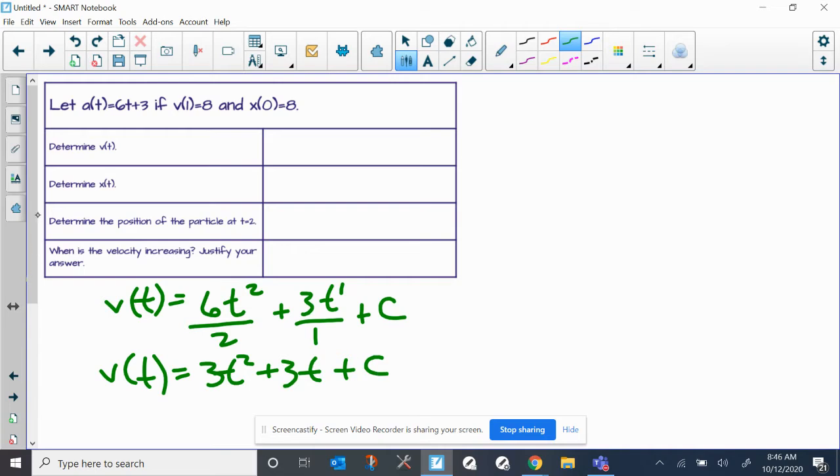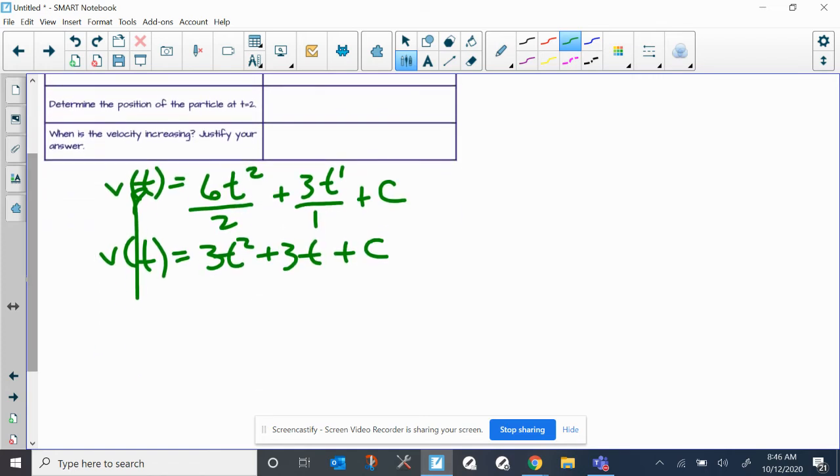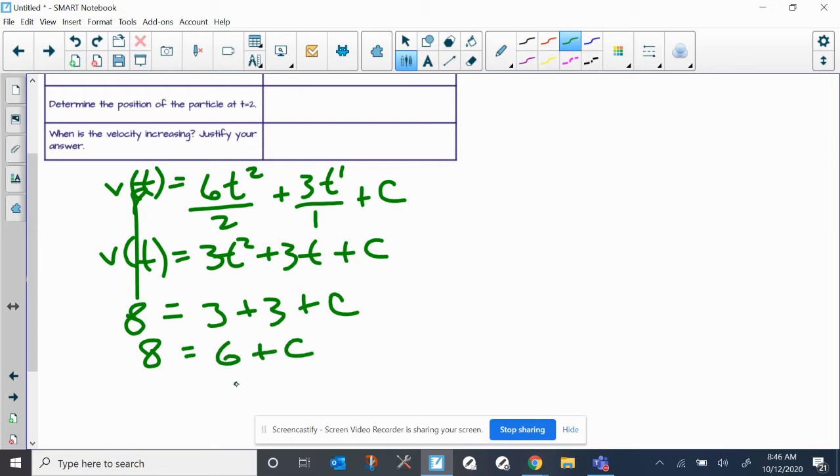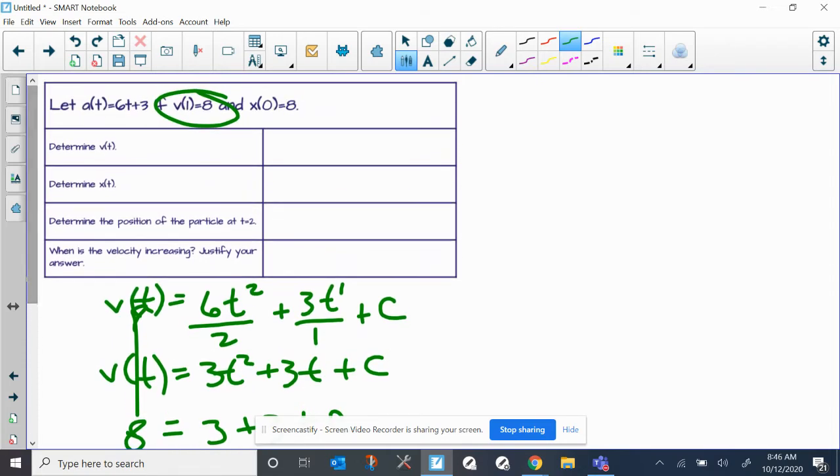And then I know that v of 1 equals 8. So I have 8 equals 3 times 1 squared, which is 3, plus c. So I have 8 equals 6 plus c. So c equals 2. So my velocity equation is v of t equals 3t squared plus 3t plus 2.